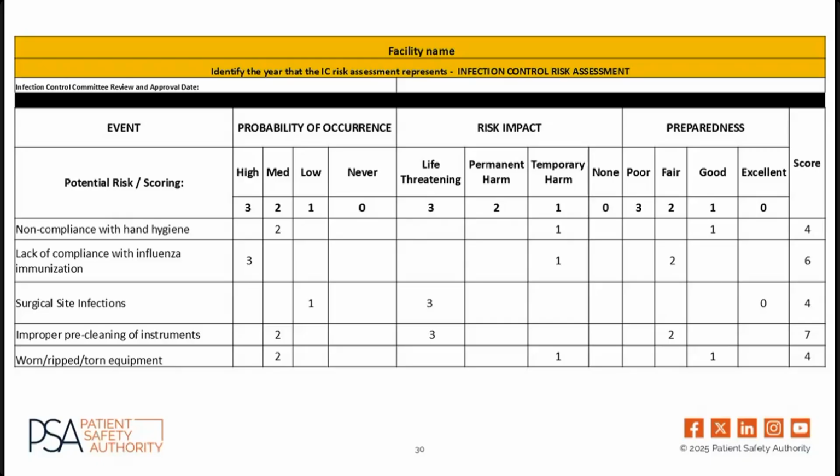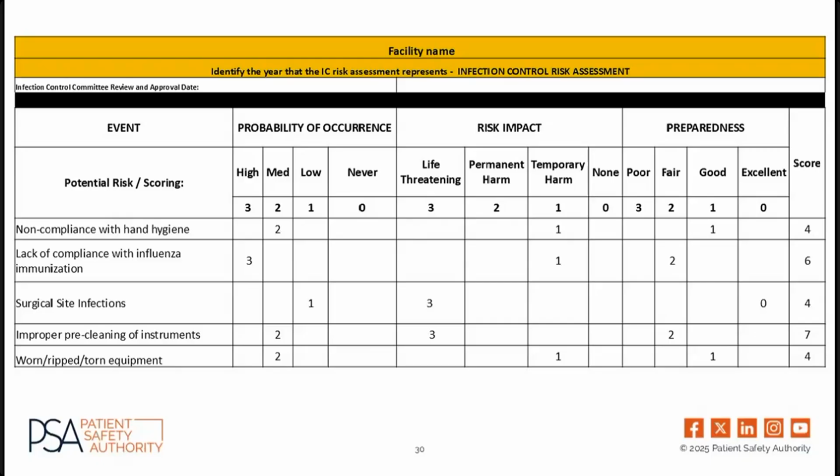The next one is improper pre-cleaning of instruments. I know this is an area that facilities I've worked in have struggled with. So with this one here, we've put it on a medium. Again, life-threatening. These are instruments that are obviously going to be reused. If we are not making sure that the pre-cleaning is happening, that is a huge step in making sure that we're able to effectively get rid of the bioburden on our instruments. So if that's not happening, we're really at a higher risk for getting a life-threatening infection. And how prepared are we? Maybe we know this is an issue, but we've put out some education, but not done a lot of work on it. So we end up with a 7 here.